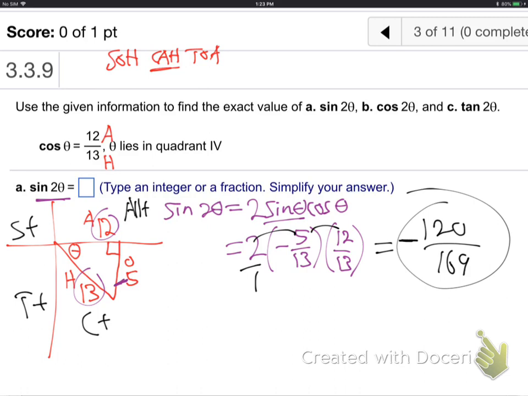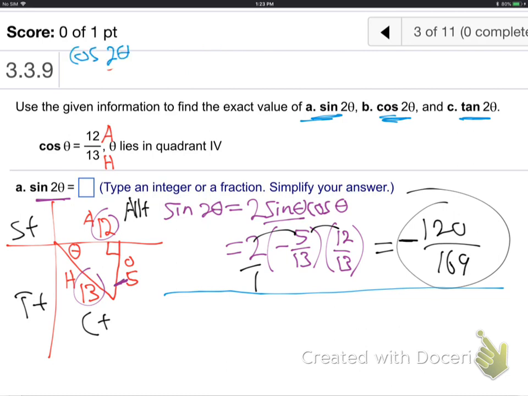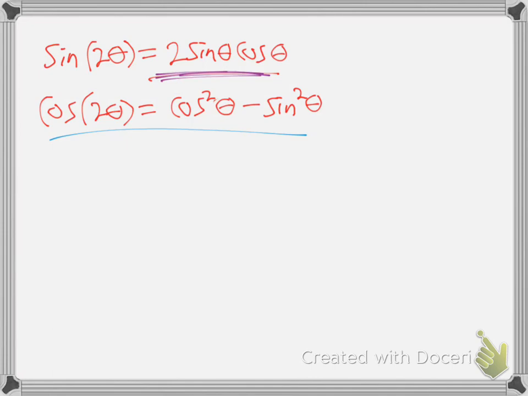But notice that's only one of the 3 questions. They're asking me for sine 2 theta, which we just got. And now they also want cosine 2 theta and tangent 2 theta. We can do that. Let me go up here. I'm going to do cosine 2 theta. What's the formula say right here? Cosine of a double angle is cosine squared of the regular angle minus sine squared of the regular angle.